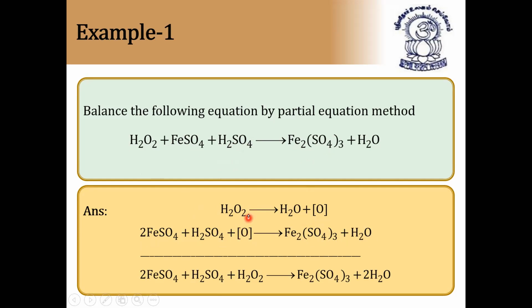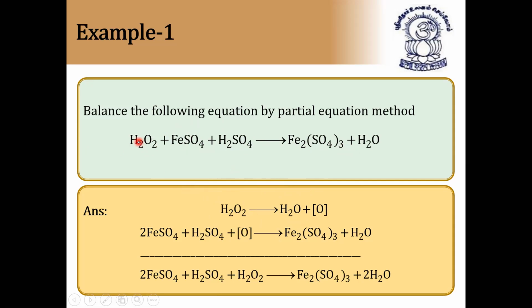And by adding these two equations, we get the final equation: 2FeSO4 plus H2SO4 plus H2O2 gives Fe2(SO4)3 plus H2O. Suppose if you do balancing here, how many hydrogens here? Two hydrogens. How many oxygens? Two oxygens. And here 4, 3 is 12. And here 2 plus 4, 6 plus 4, 10. So two more oxygens we need to get. But if you write 2 here, you'll not get the exact answer because of 2FeSO4. So in this way, we balance the following equation by partial equation method. This partial equation is very important. This is called the hit and trial method for balancing the partial equations.